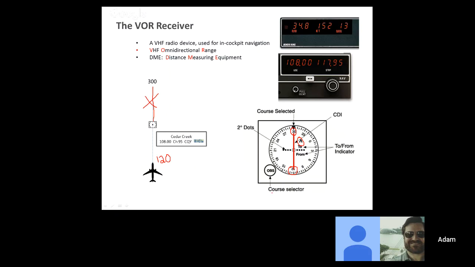If I were to turn the course selector so that the 120 was the selected course, in other words, 300 is not there anymore, it's now 120, then this flag would flip and go to the from side. And what that's telling the pilot is you now have the 120 radial selected, and you're going to get a from indication. You're flying from the station.